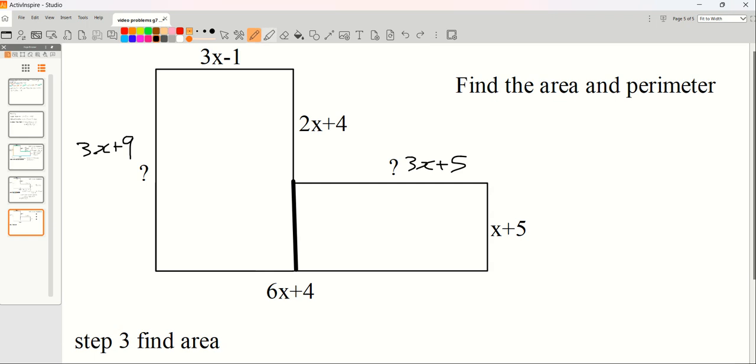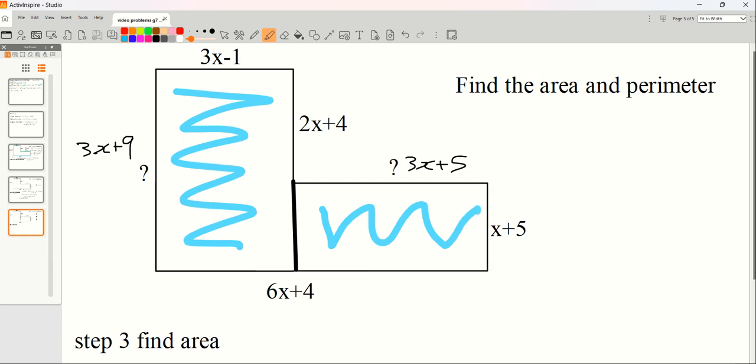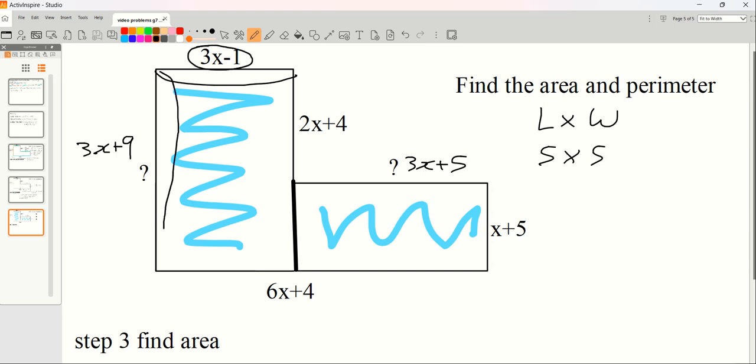Now, when I make this separation, I see that this is one of my rectangles and this is my other rectangle, which means I need to find the area of each rectangle. And the area of each rectangle is always given by length times width, and for squares is given by side times side. Now, the sides which I need are going to be the following. This is one measurement I need, so this 3x minus 1 is a necessity. And this is another one. So this 3x plus 9 is a necessity.